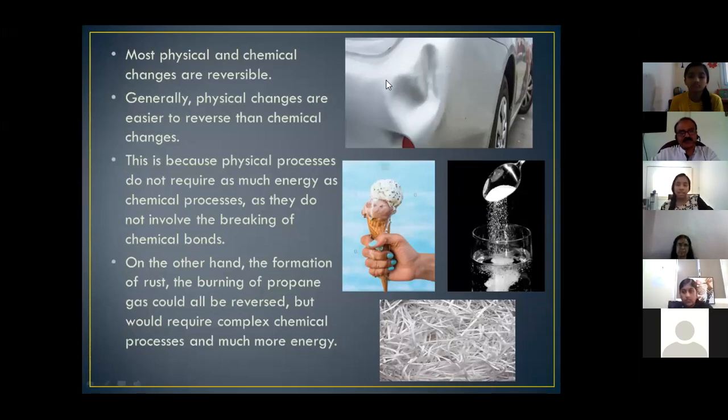This is a dent formed in a car. Can you reverse this dent? Yes. By beating out the metal, you can get the original form. This is the melting of an ice cream. If you freeze this, obviously you will get the ice cream back. This is adding salt to the water. You can get the salt by evaporation. And the shredding of paper, all these are reversible, as the chemical bonds are not being affected like in a chemical change.